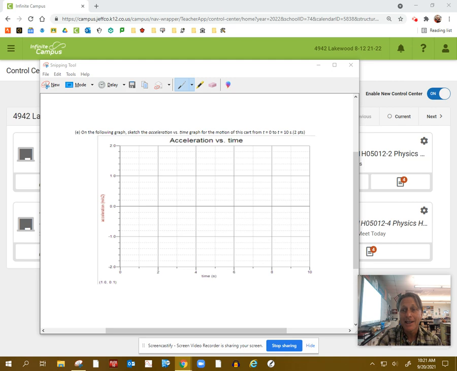Next thing is the graphical motion practice problems. In there, we're going to do some of those derivative and integral graphs, and we'll see how we do with those. And then the final thing is a Khan Academy exercise.